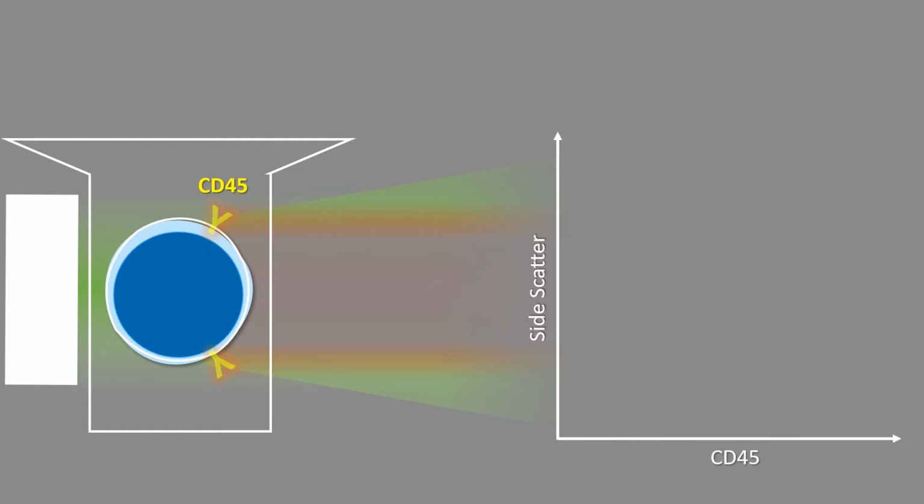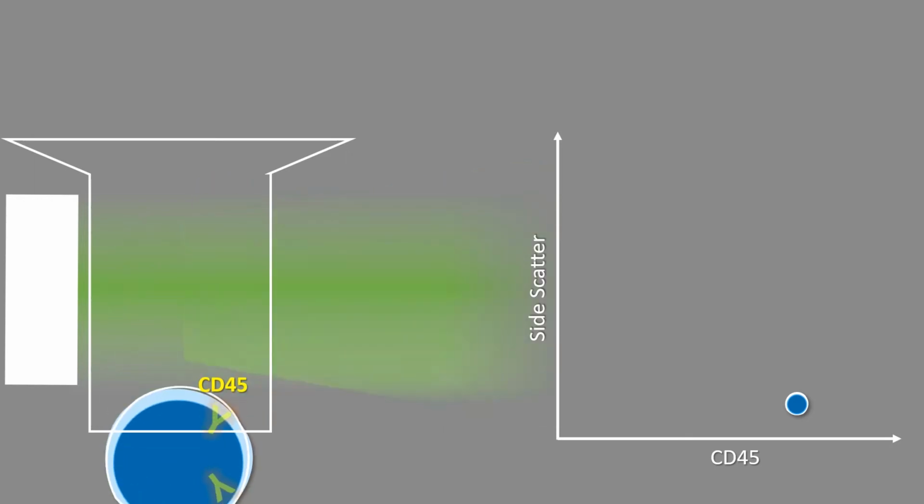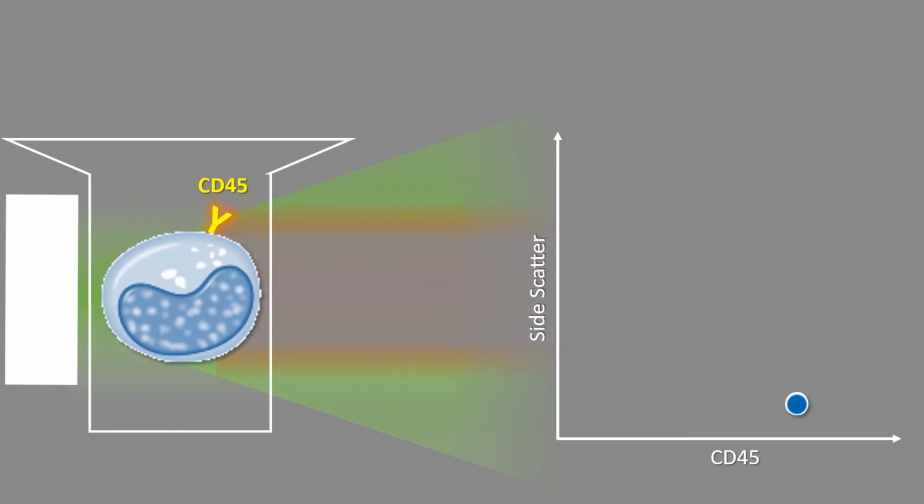For instance, our B cell that has no granularity and expresses CD45 would fall on the right lower corner of such a plot, whereas a different cell, let's say a monocyte that is far more granular and still expresses CD45, would fall in the upper middle part of this plot. By plotting these markers in a 2D space, one can differentiate different cell populations.